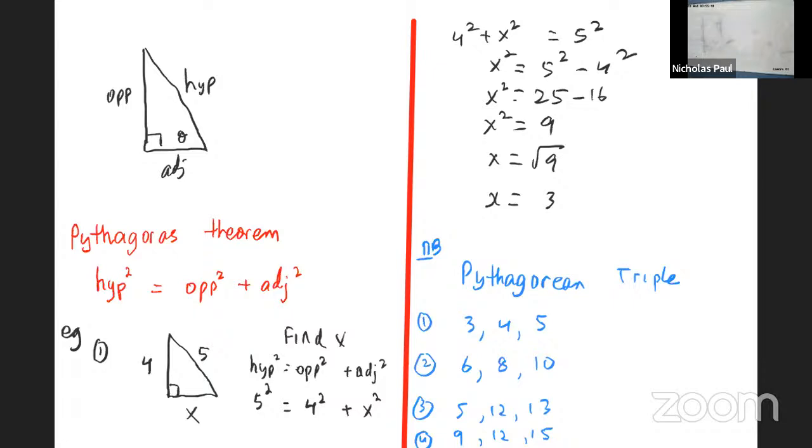I want to show you how to use it. Sometimes you don't even need to work it out. You can watch it and figure it out. 3, 4, 5, 6, 8, 10, 5, 12, 13, 9, 12, 15. These are just some. For your homework, you can look up some more. See if we can add in a few more. We can add in another 4 more.